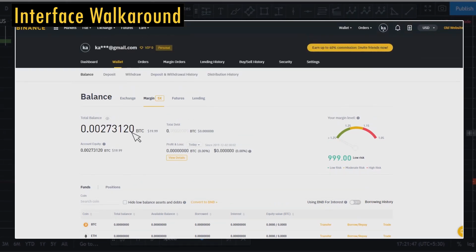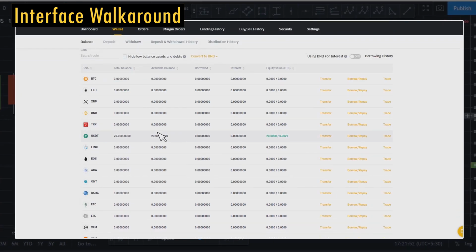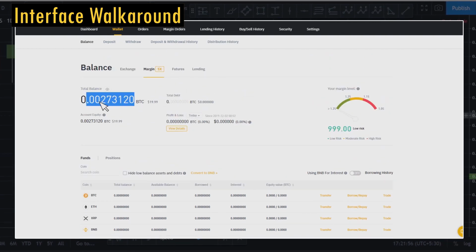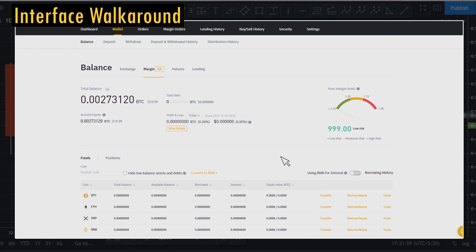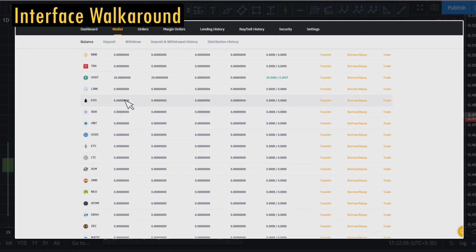Okay, and once you have enough funds, then on the top left corner over here, you see the overall BTC value of your complete account holding. So you might be holding 10 different coins in your account, but on the top left corner, it shows the overall portfolio in BTC, and the amount that you can leverage depends on this total amount. Okay, so right now we can see I have about 19.99, which is around 20 US dollars.